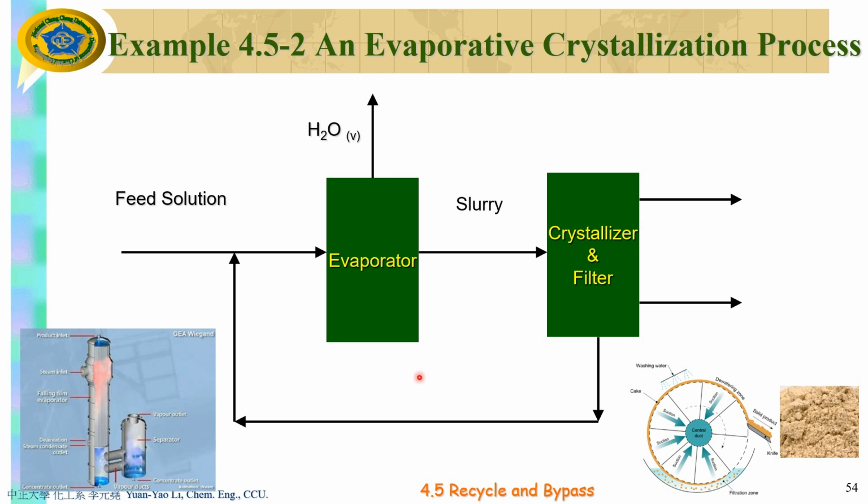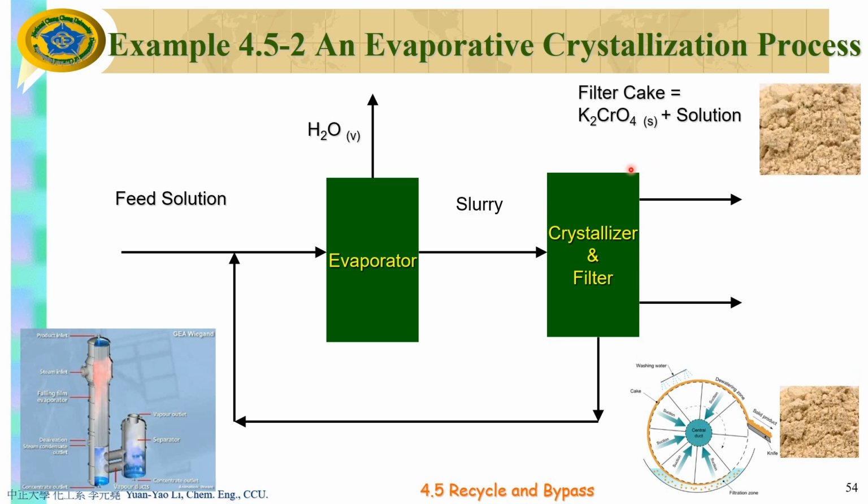And you got slurry, where the concentration of water is much higher than here. Slurry means what? Ni in Chinese, right? Okay. And then if you have slurry and you go to the crystallizer filter process, you have potassium chromate, which is filter cake. Remember filter cake? Filter cake is what? Because it's still wet. It's not 100% dry.